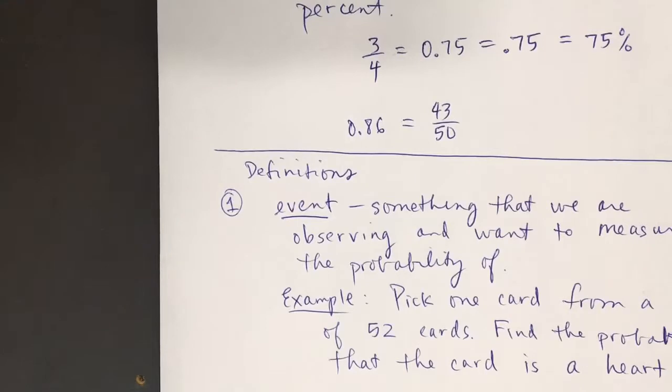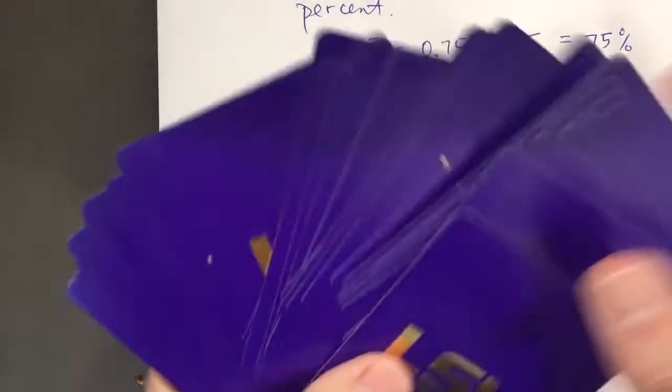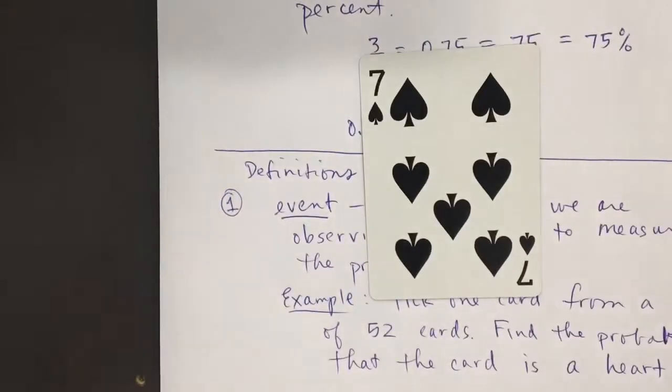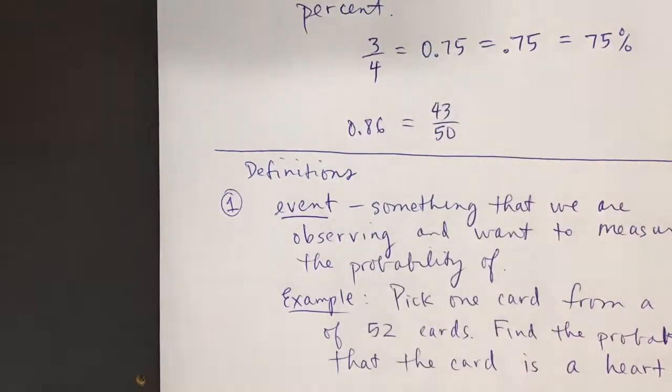So, an event would be, I guess the event, sometimes I'm never quite sure. The event is picking a card. The event might be picking a heart. I'm not quite sure. I'll be honest with you about that. But here's my deck, and I'll pick a card, and I got seven of spades there. But you'll hear us say event.